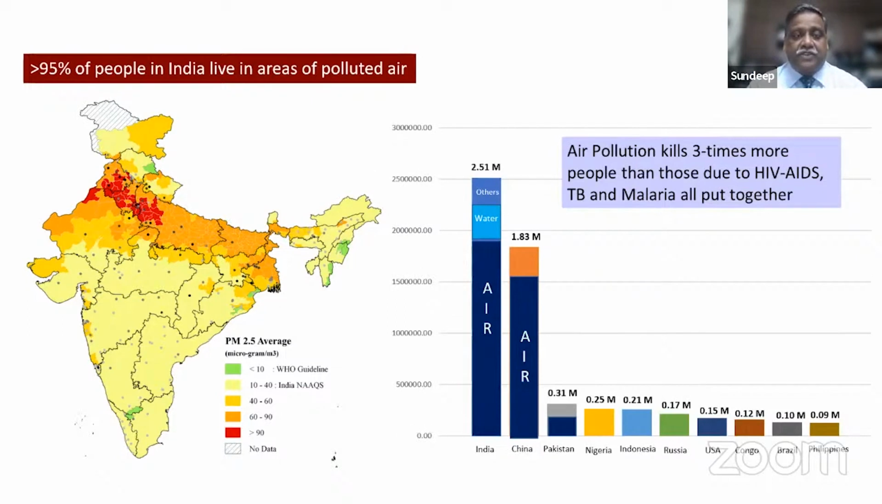It is also important to appreciate as doctors that air pollution kills 3 times more people than HIV/AIDS, tuberculosis, and malaria, all put together. We can see in this graph below that India is the country with the highest amount of air pollution. We are the world leaders in that, followed by China, then Pakistan, then Nigeria, and so on. Clearly, air pollution has now become a very serious issue in our country.